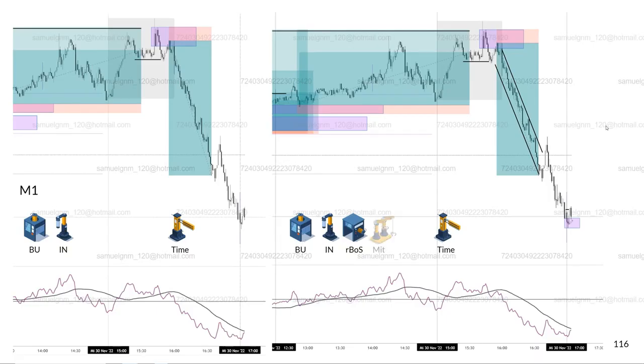So mitigation, already happened after the relevant break of structure. So we can check that as well, right? So the only thing is though, no entry helper confirmation, right? So this is missed if you technically want to trade that.